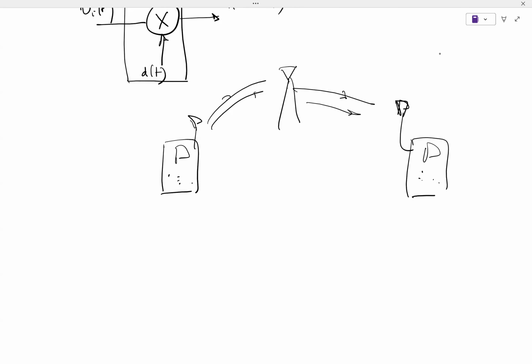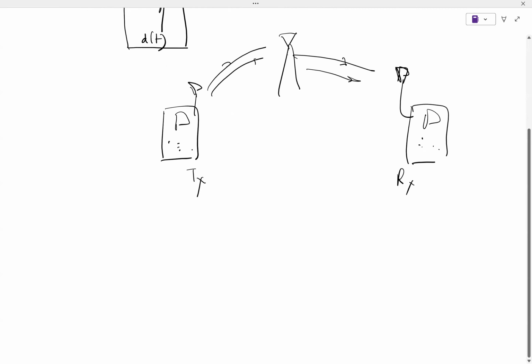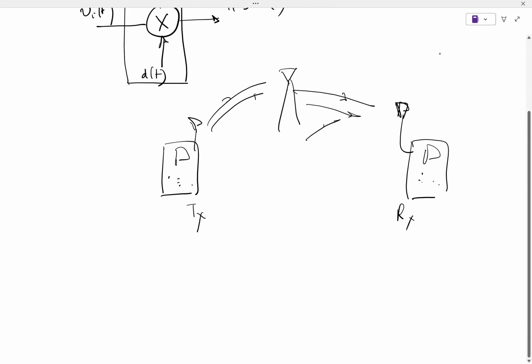Now let's concentrate on either the transmitter or the receiver. Let me call this a receiver Rx, and this is the transmitter Tx. By the way, this is nomenclature: Tx is generally referred to as transmitter, Rx as receiver. Let's say we concentrate on the receiver, right? This wavefront that comes in has a frequency. Obviously, this is an electromagnetic radiation.